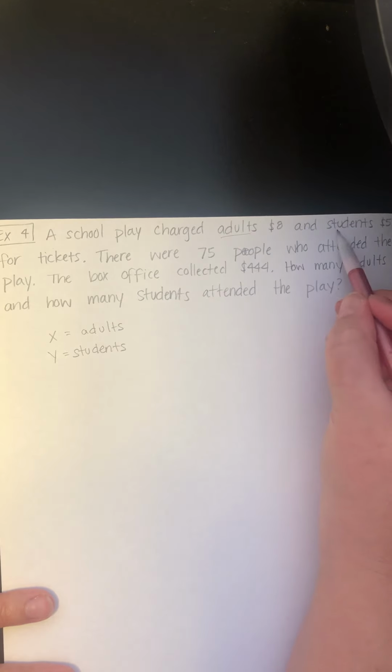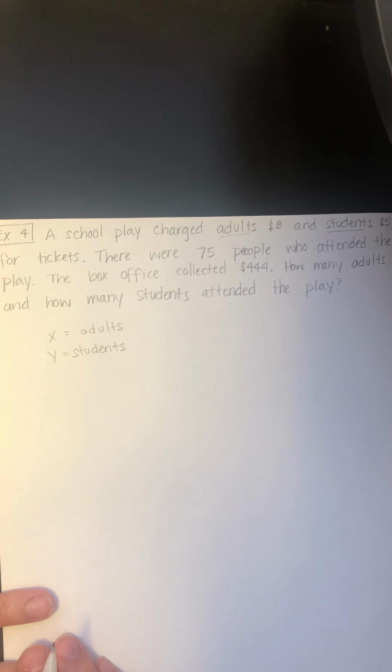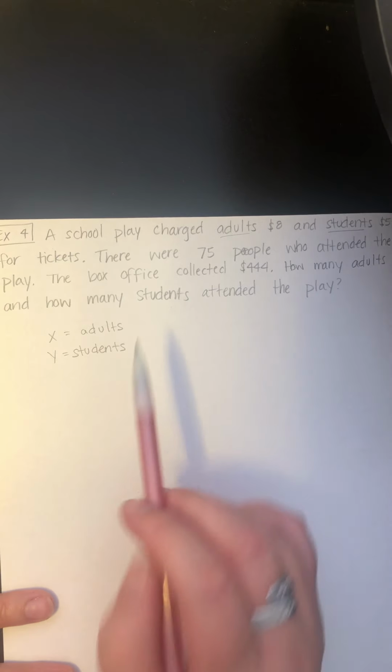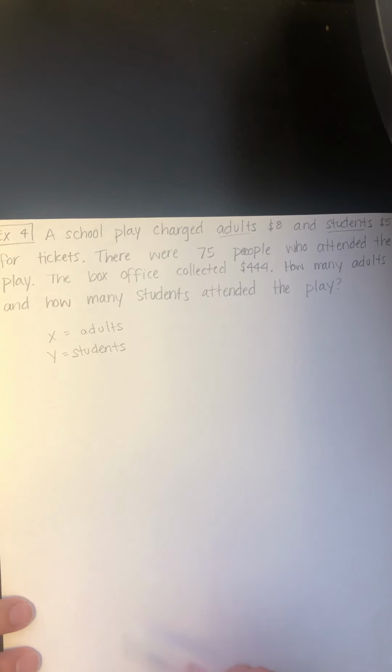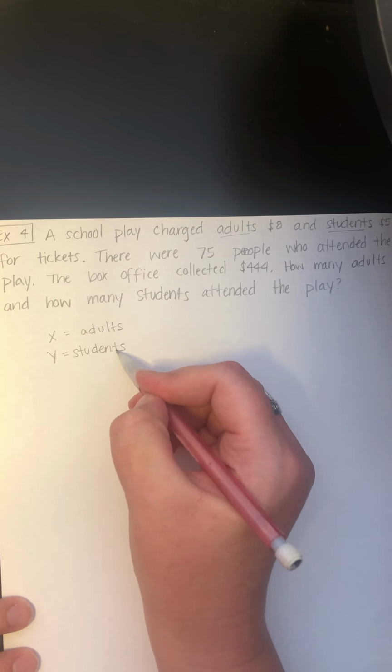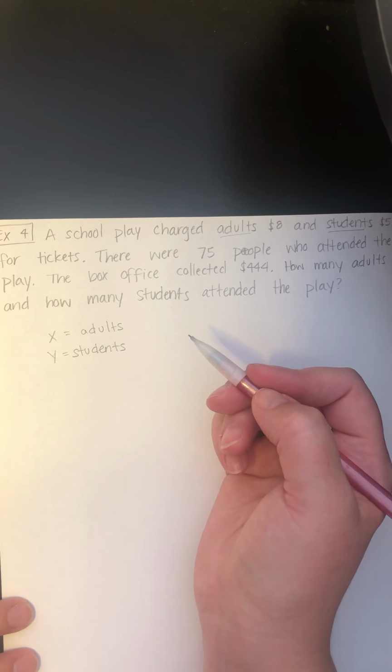This is x, this is y. Now, let's write an equation. We need to write two equations because that's how we're going to solve for how many adults and how many students attended the play. If we add our x and y together, or if we add the adults and students together, the total number of people is what we'll get.